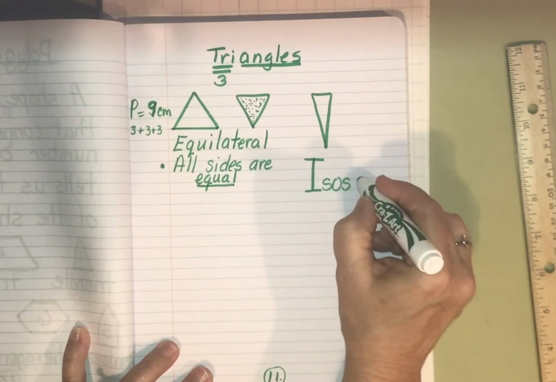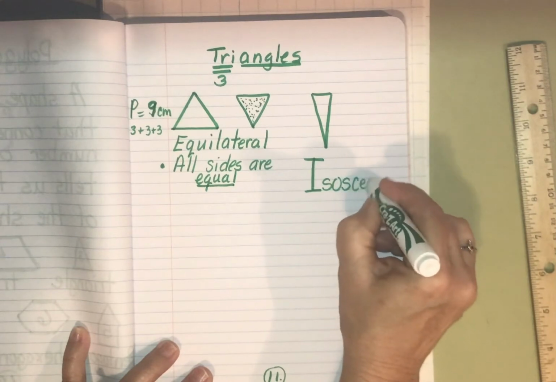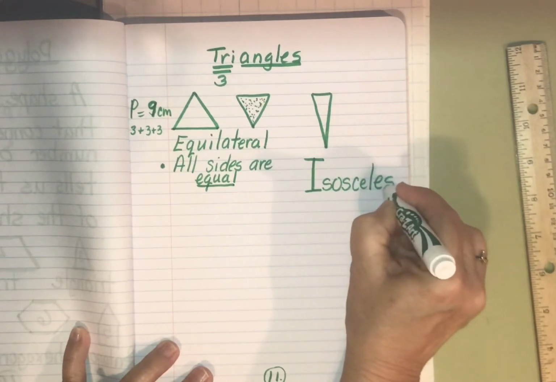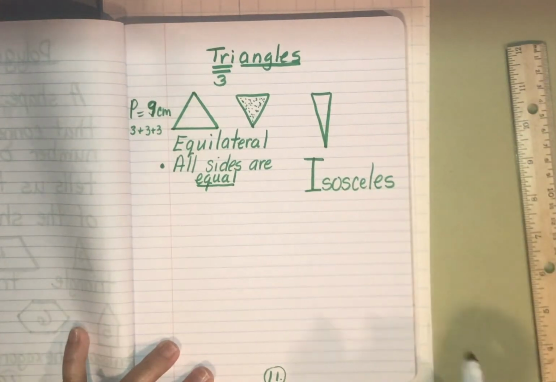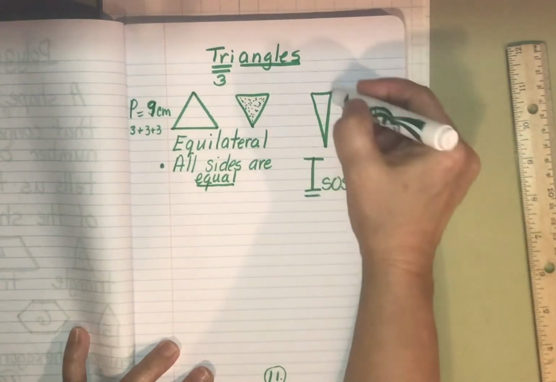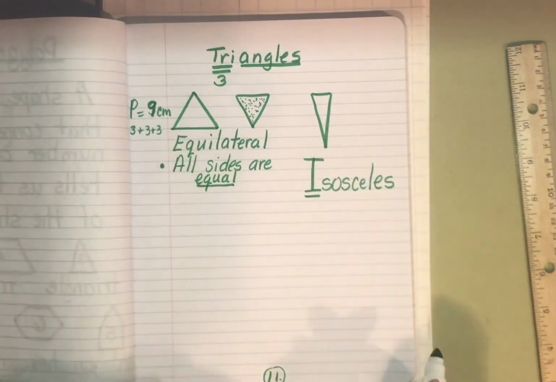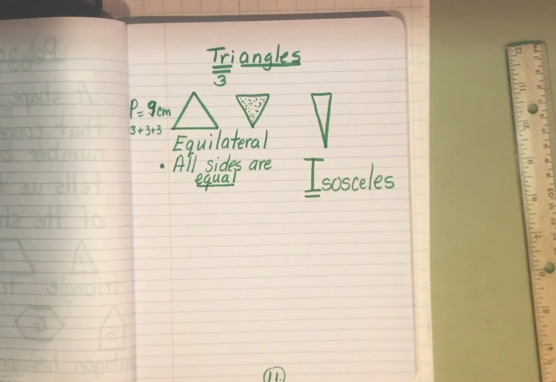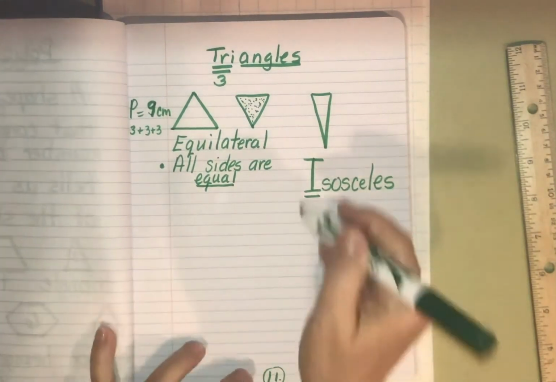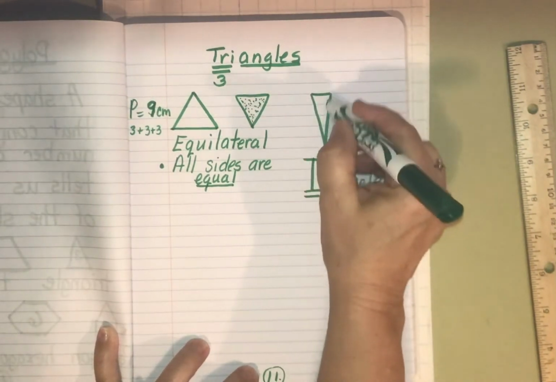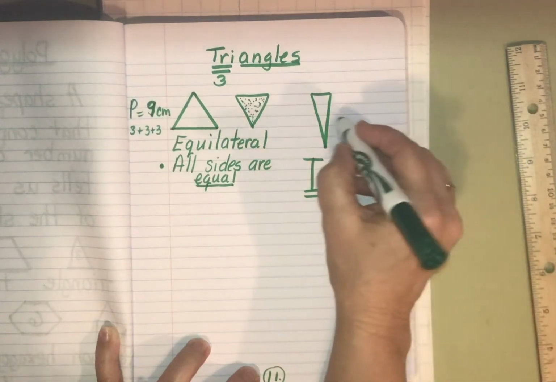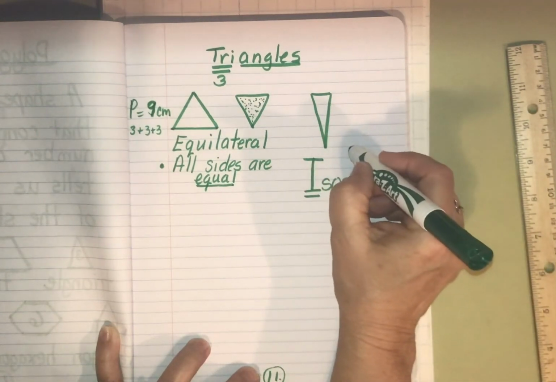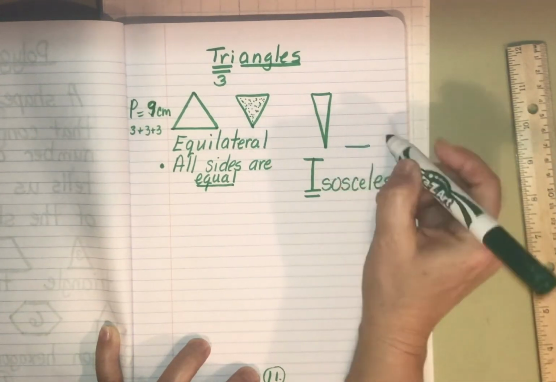Okay, isosceles. You may have to pause the video to write that because that's a whole new spelling for you. Okay, and underline that I. That I is what's going to remind us that the really long triangles, skinny ones like that, those are going to be your isosceles.